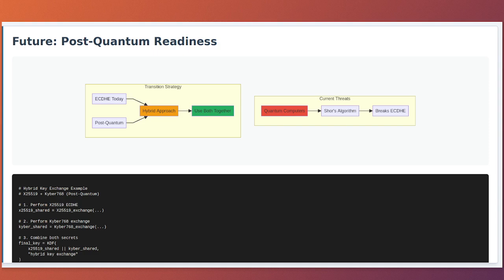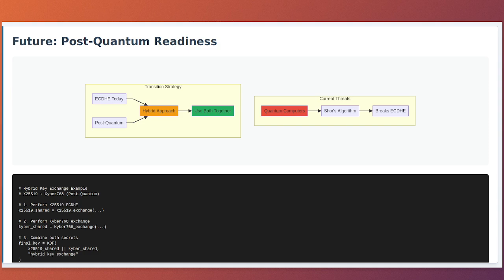The good news is that the cryptographic community has been working on post-quantum replacements for over a decade. NIST is currently standardizing post-quantum key exchange algorithms. Leading candidates include lattice-based schemes like Kyber, code-based schemes like Classic McEliece, and isogeny-based schemes like SIKE, though SIKE was recently broken, showing how challenging this field is.